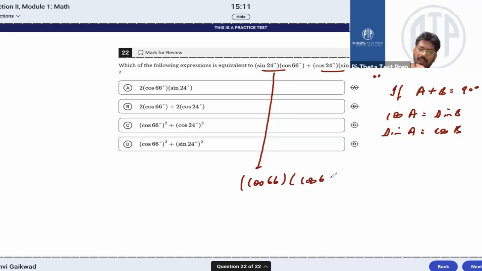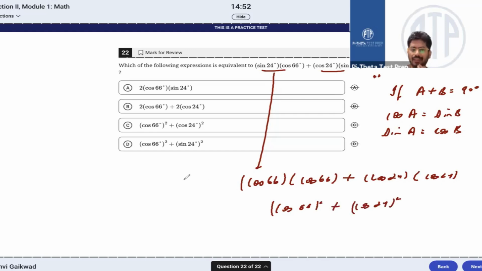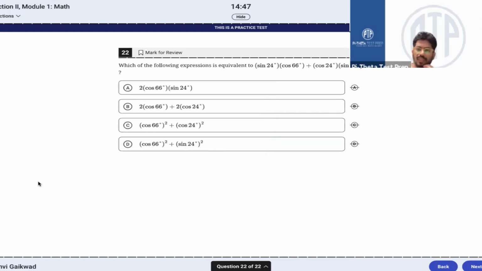Cos 66 will remain as it is. Cos 24 will remain as it is, and sin 66 will become cos 24. This eventually becomes cos 66 whole square plus cos 24 whole square. So which option is telling you the right answer? There is no sine. We have to go with option number C. As simple as that. Hope you have taken note of this.